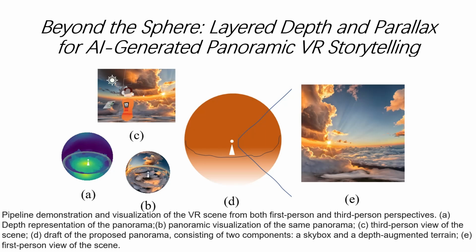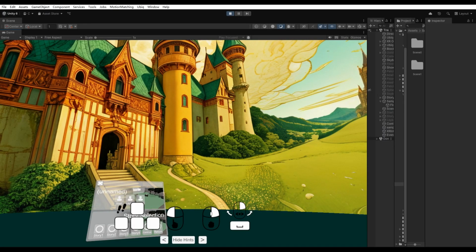Welcome to the short introduction of Project Beyond the Sphere. We wanted to understand how adding depth and motion cues changes people's experience in panoramic VR. Normally, a 360-degree panorama is just a sphere around the viewer.